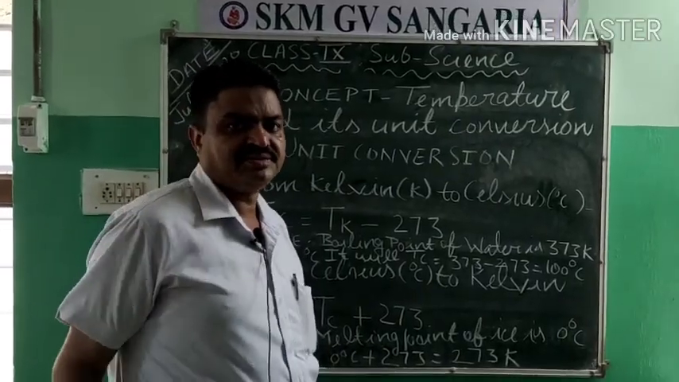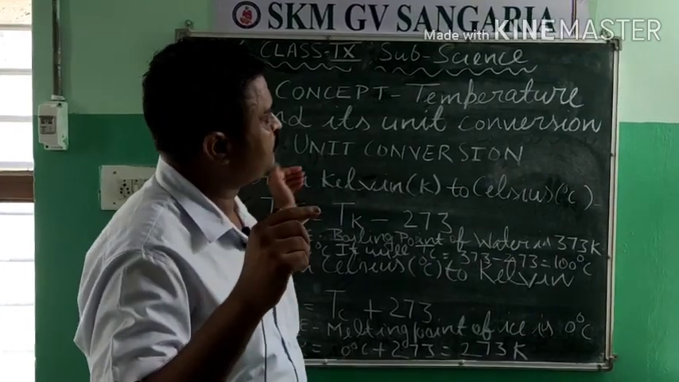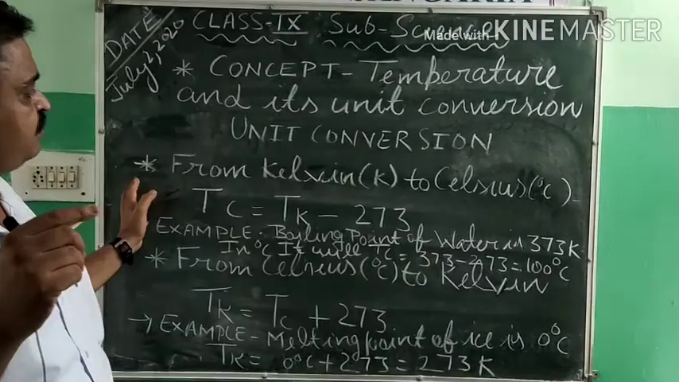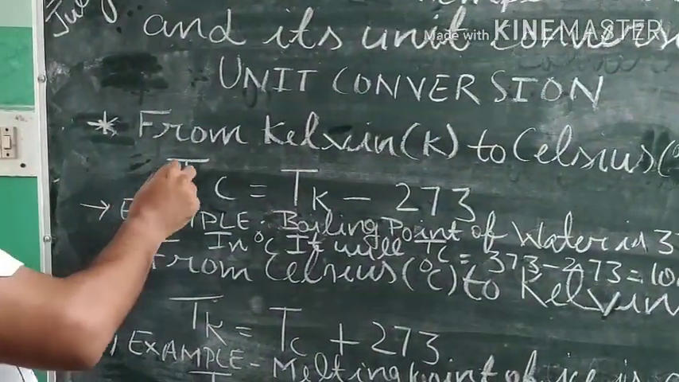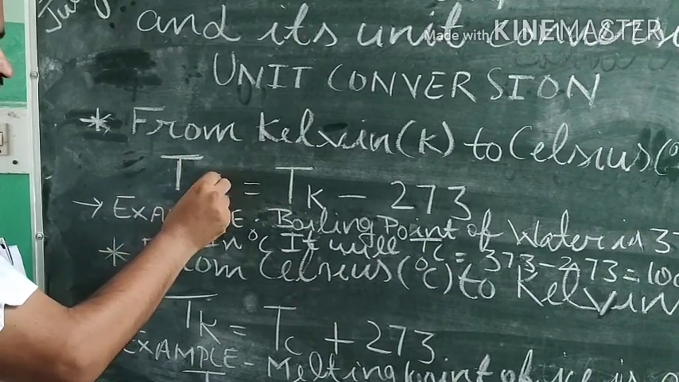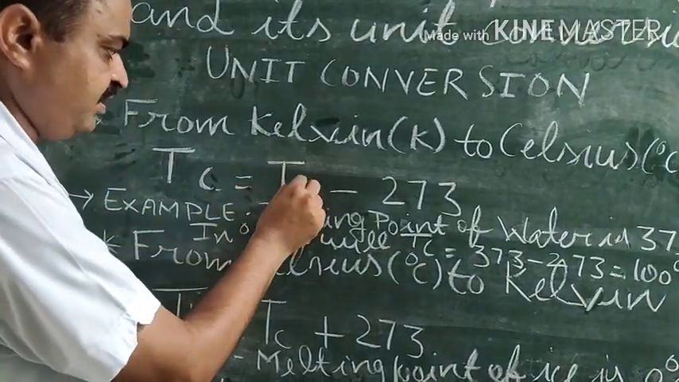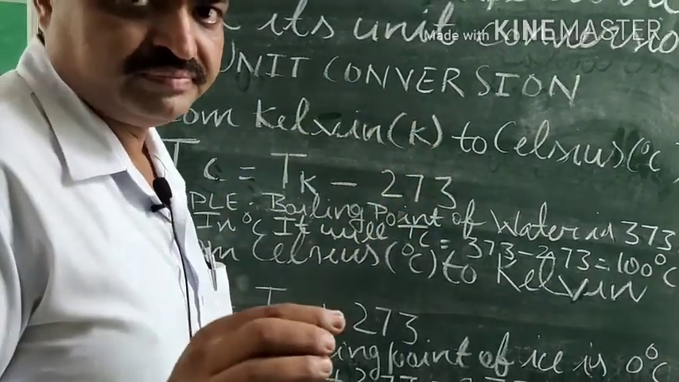First we will discuss the unit conversion from Kelvin to degrees Celsius. For conversion from Kelvin to degrees Celsius, the formula that we use is: temperature in degrees Celsius is equal to temperature in Kelvin minus 273.